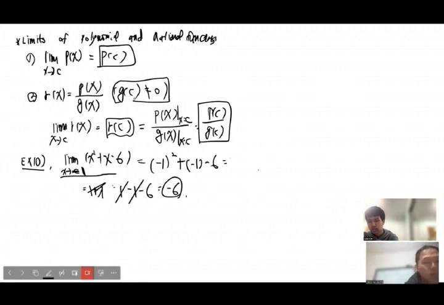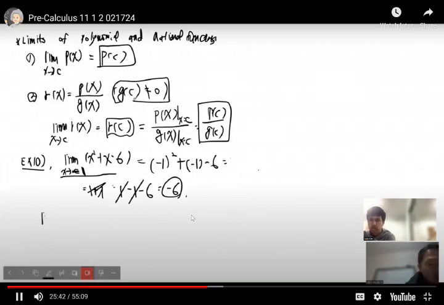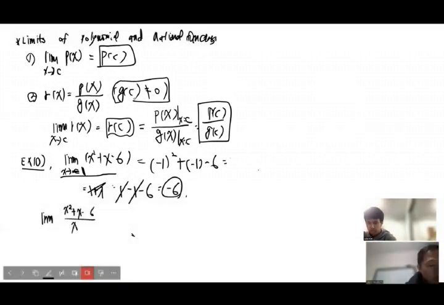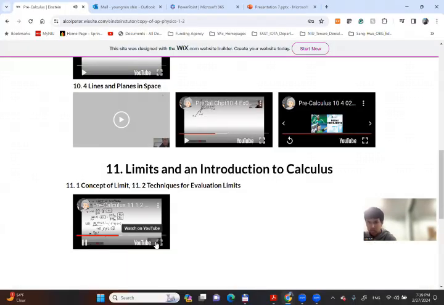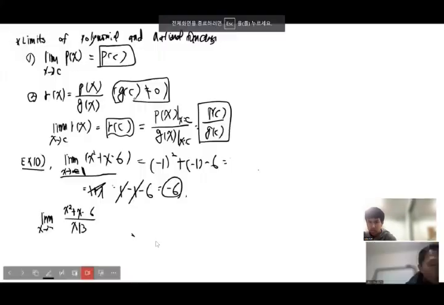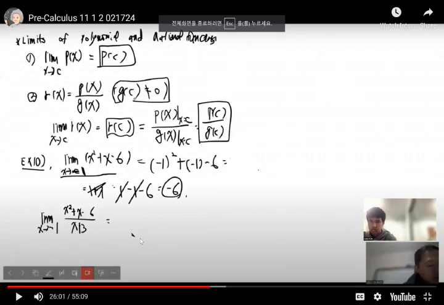And now we want to look at the limit case of a rational function. So the function is defined by x squared plus x minus 6 over x plus 3, in the case x goes to minus 1. Can you solve this problem too?